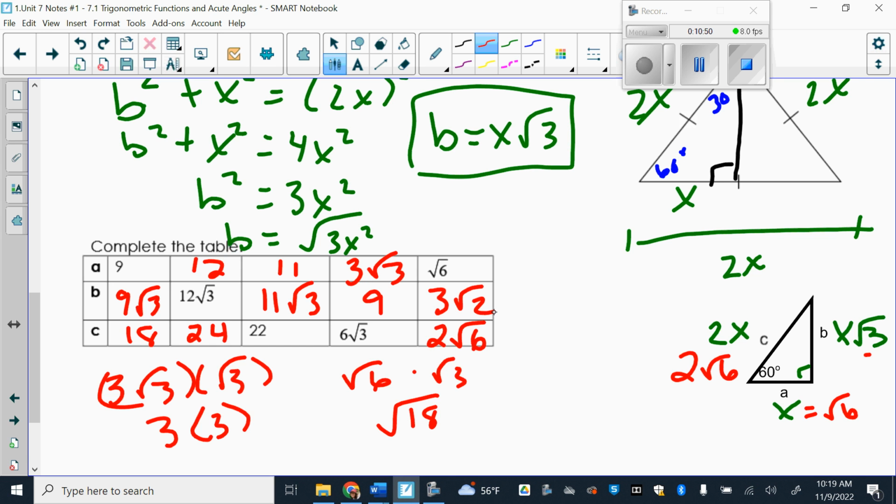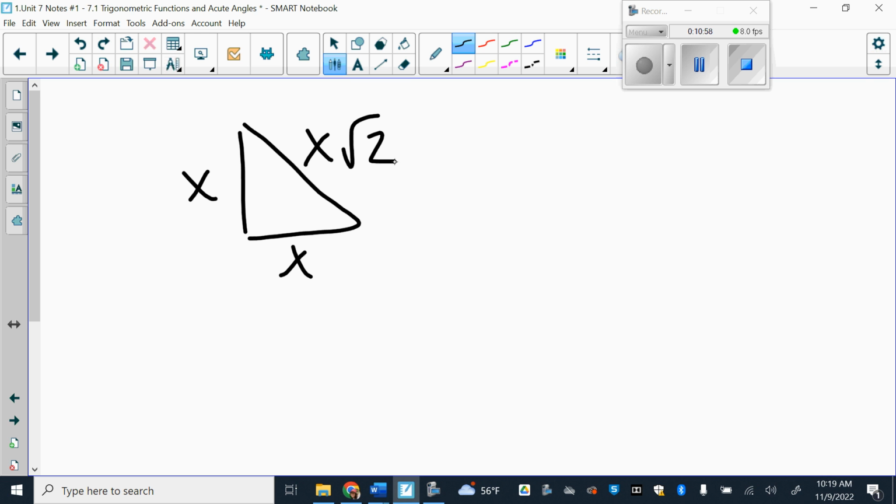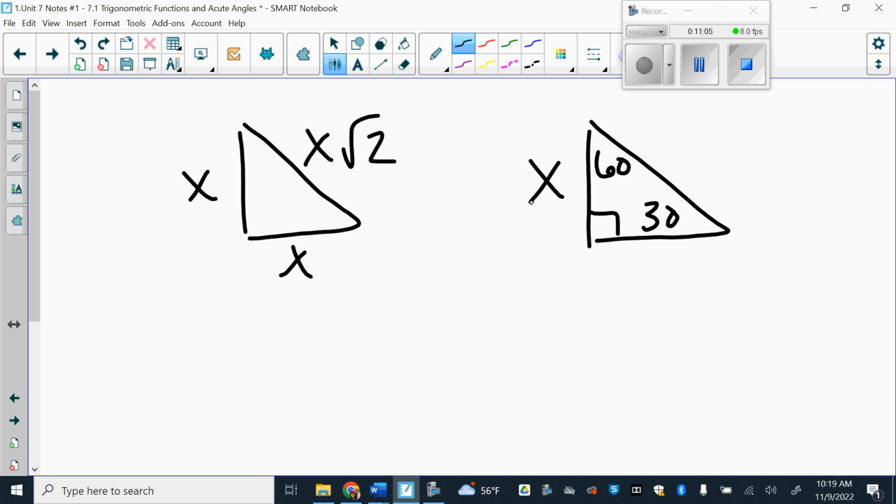Our 30-60-90 right triangle and our 45-45-90 right triangle. 45-45-90 versus our 30-60-90 right triangle. Using those side ratios to solve for missing unknowns.